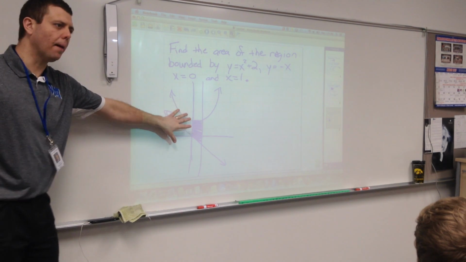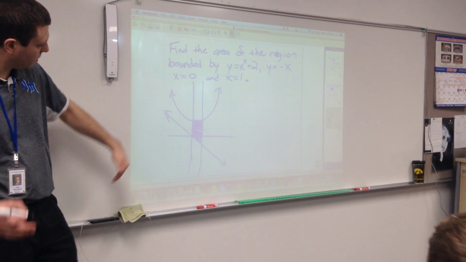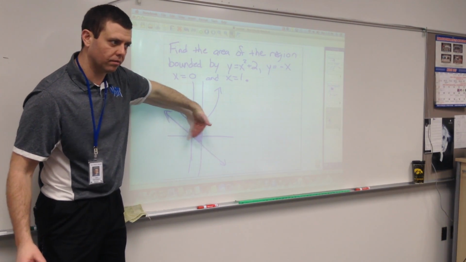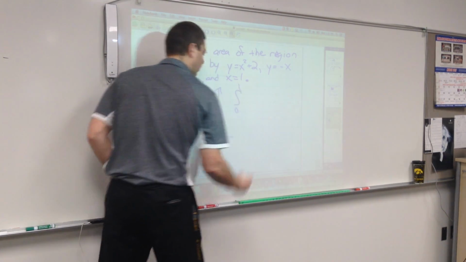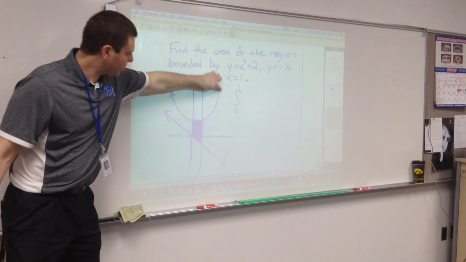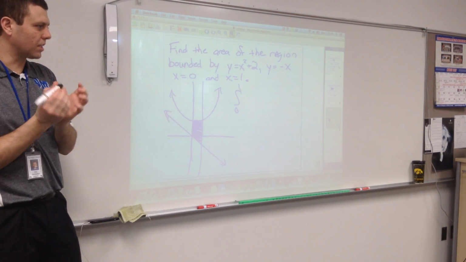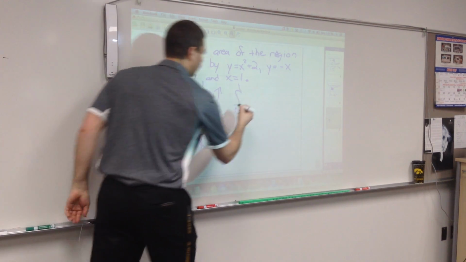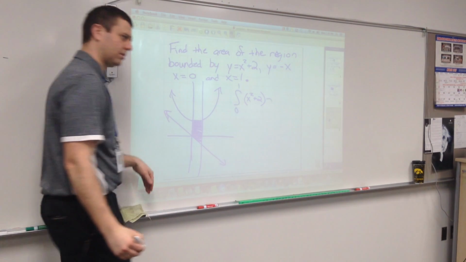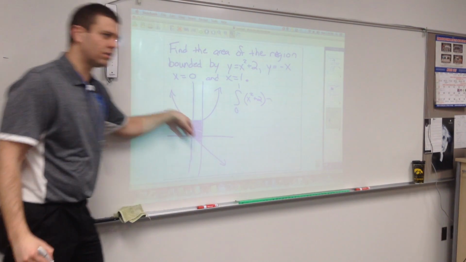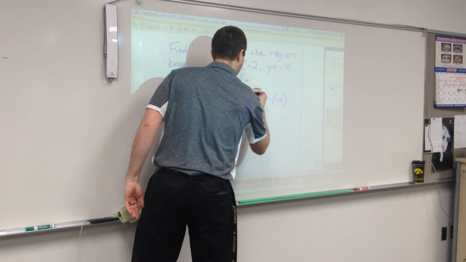So, to set this up, we want to find the area between the curves from 0 to 1. Those are my x values, and I want to find the area. So, the area from 0 to 1. Now, this function is the function that is further up in the y direction. So that one's going to come first. So that's going to be your x squared plus 2 minus the one that's further below. So that's your negative x.